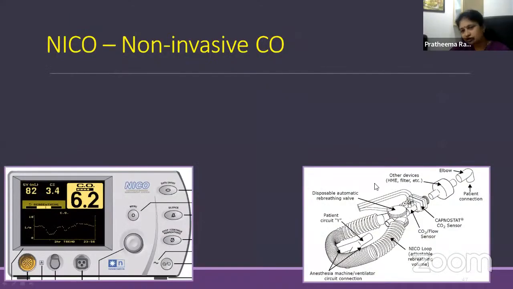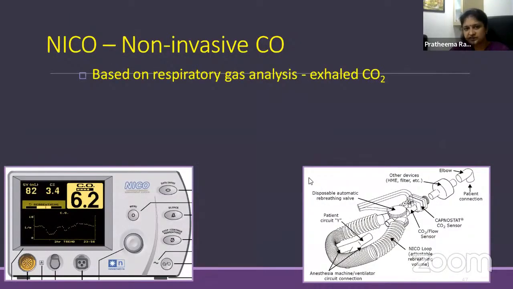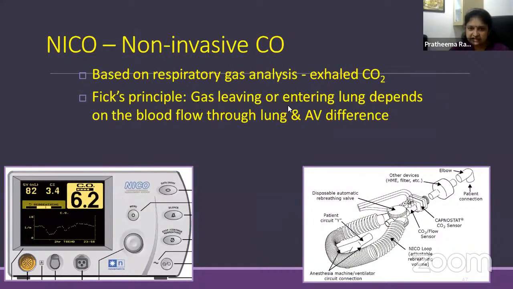So this is also a non-invasive cardiac output monitoring. This uses the Fick principle. In this, the indicator is carbon dioxide, so exhaled CO2. We can put this probe on the ventilatory circuit and see something like this. How carbon dioxide changes and what the cardiac output is are all measured and given as a number. By the Fick principle, the gas leaving or entering the lung depends on the blood flow through the lungs and the arteriovenous difference. So we can look at the monitor and find out how it is.